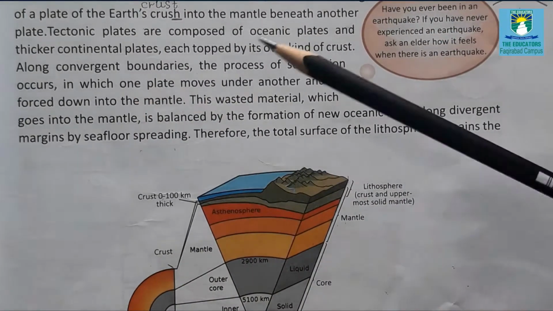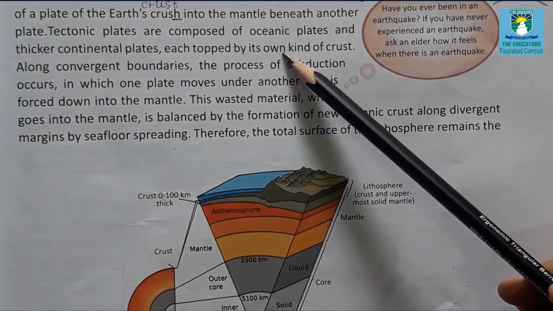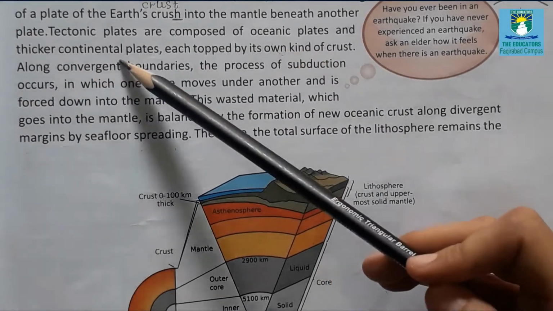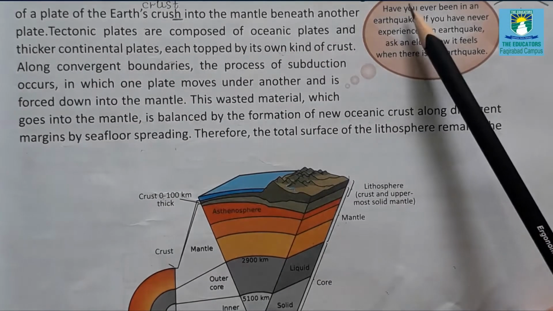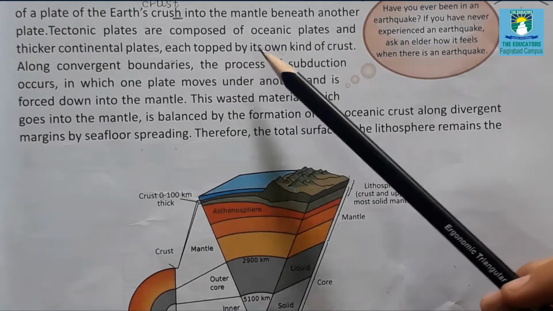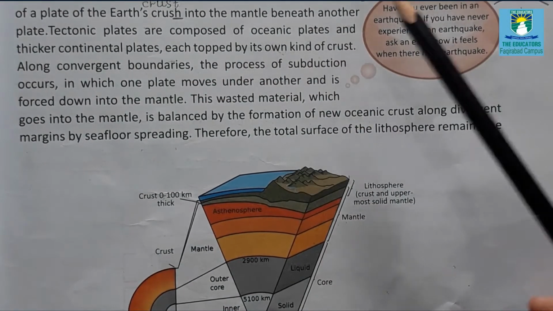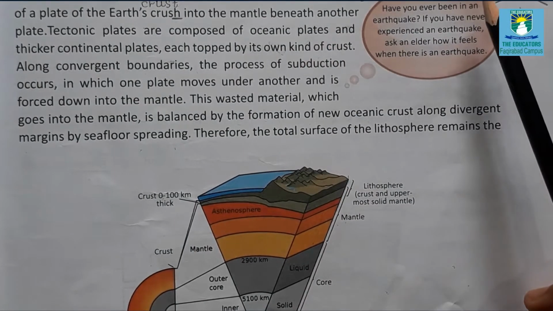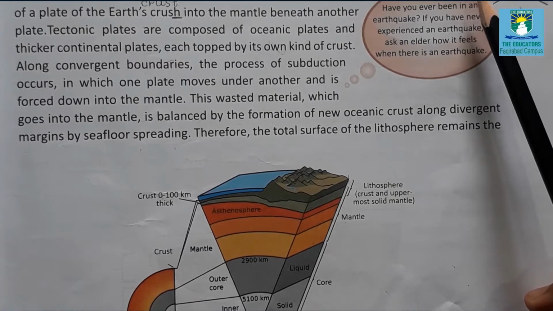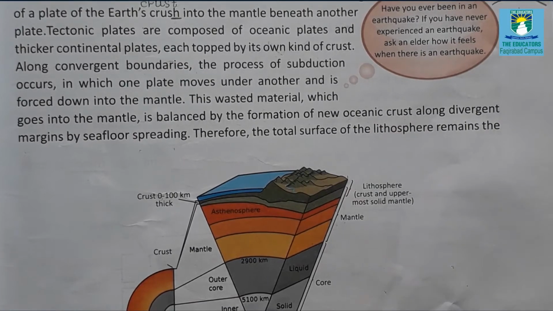Tectonic plates or earth plates are composed of different types of plates. They include oceanic plates and thicker continental plates. Means they include both water plates and land plates, each topped by its own kind of crust. Oceanic plates have their own kind of crust and continental plates have their own kind of crust. They are usually different from each other.